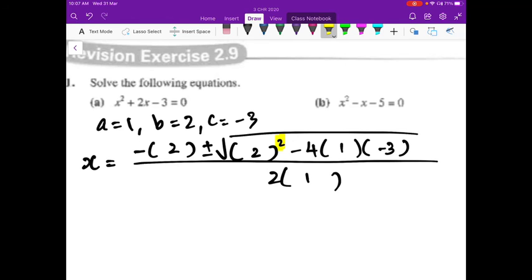Are you sure it is a math error? I think it is your keying error. Okay? Now from here, you can key exactly what you see in your calculator.